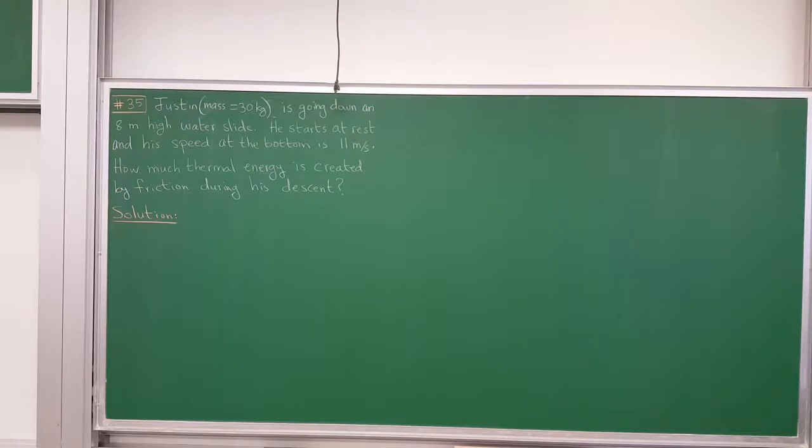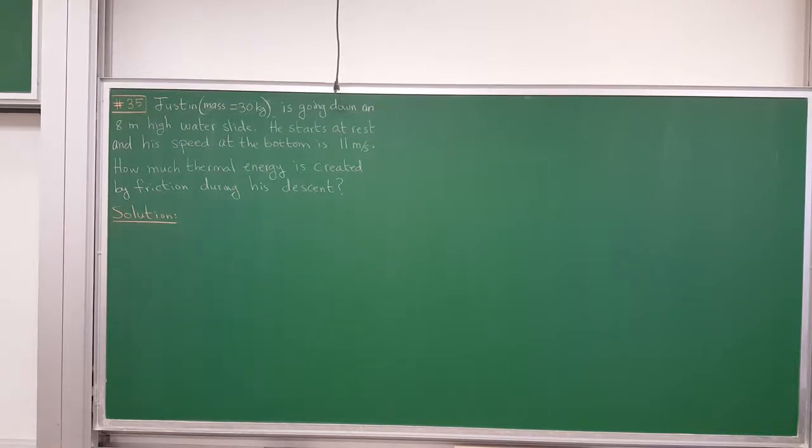Okay, so we have Justin here, a person named Justin. His mass is 30 kilograms. He is going down an 8-meter high water slide. He starts at rest and his speed at the bottom is 11 meters per second. And then it asks how much thermal energy is created by friction during his descent.